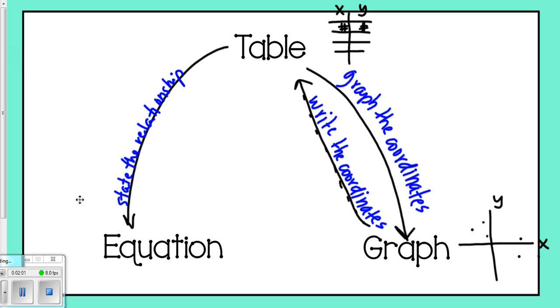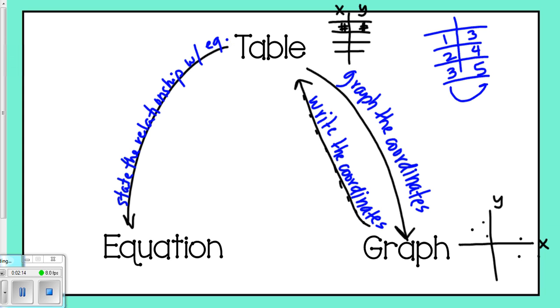Okay, so for example, if you see a table that has 1, 3, 2, 4, 3, 5. Well, how am I going from the X to the Y? I'm just adding 2, adding 2, adding 2. So the Y's would equal the X's plus 2. Right? So we just took a table and turned it into an equation. So you're just stating the relationship using equation notation, right? Again, we'll learn a systematic way to do that later.